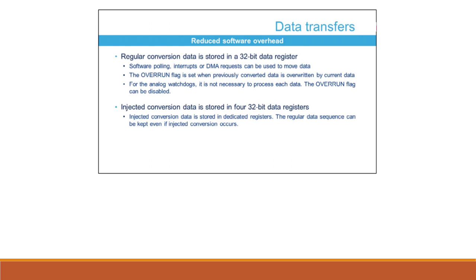For the analog watchdogs, it is not necessary to process each data, so the overrun flag can be disabled. Injected conversion data is stored in four 32-bit data registers. So for injected channel conversions, four dedicated data registers are available.